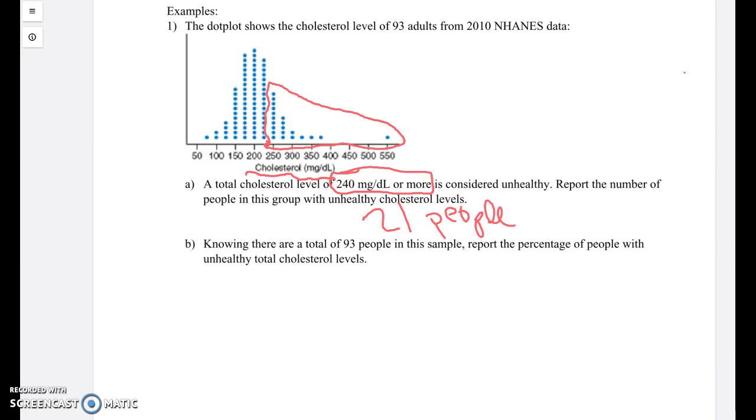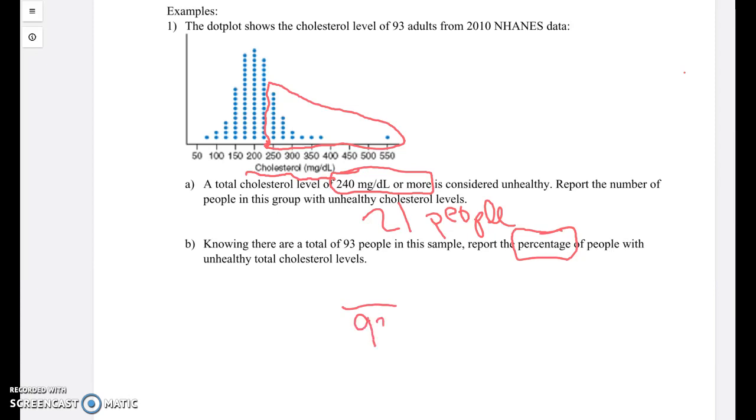All right, now part B says, knowing that there are 93 people in this sample, report the percentage. So what do we want? We want the percentage of people with unhealthy total cholesterol levels. So from part A, we already know that if you have a cholesterol level of 240, you are considered unhealthy. So the percentage in this case is going to be out of the 93.